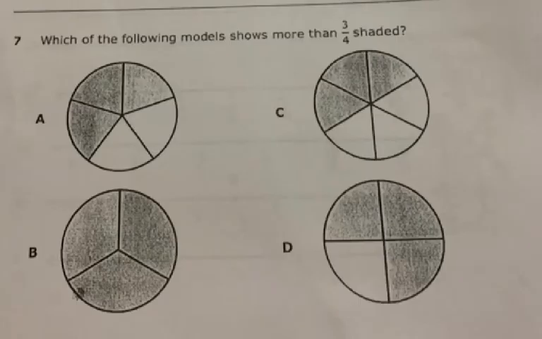Question 7. Which of the following models shows more than 3/4 shaded? So I want more than 3/4. So the first thing I need to do is write a fraction for each picture. So A, 1, 2, 3, 4, 5. 5 parts, 3 shaded. B, 1, 2, 3 parts with 3 shaded. C, 1, 2, 3, 4, 5, 6 parts with 3 shaded. D, 1, 2, 3, 4. 4 parts with 3 shaded.